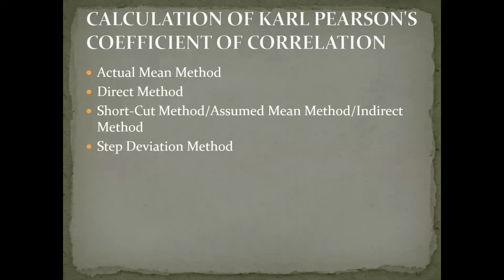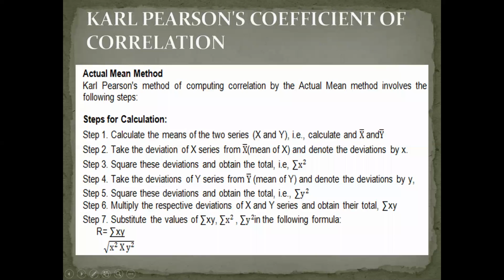The next measure of correlation is Karl Pearson coefficient of correlation. There are four methods of finding Karl Pearson coefficient of correlation: actual mean method, direct method, shortcut method, or the other name for shortcut method is assumed mean method or indirect method, and finally the step deviation method. Now let's first understand the algorithm of calculating Karl Pearson coefficient of correlation by actual mean method.